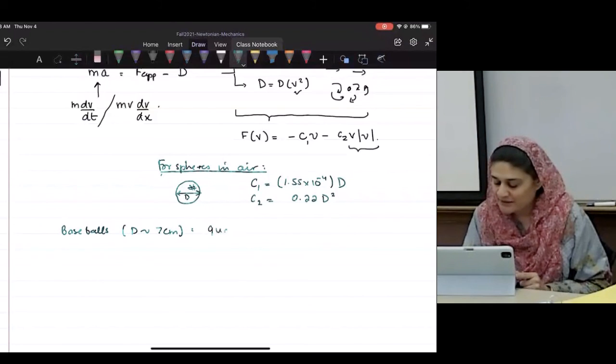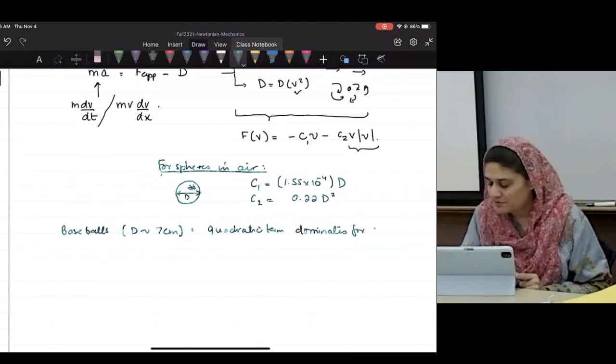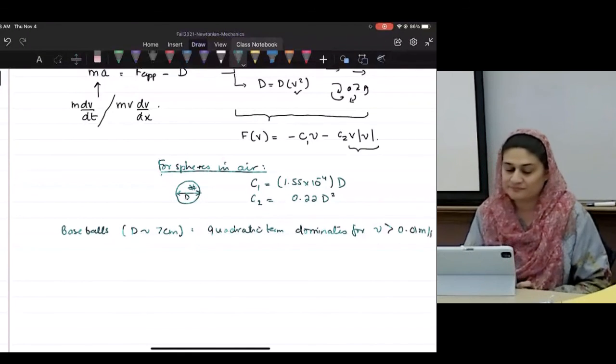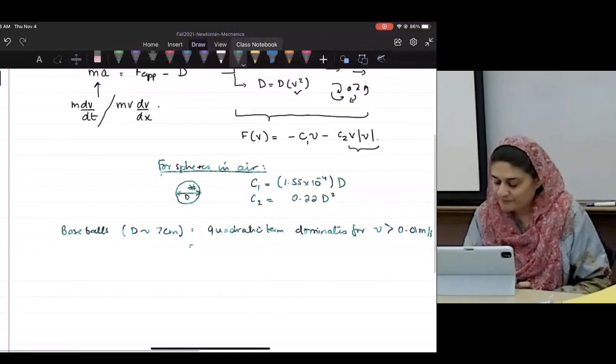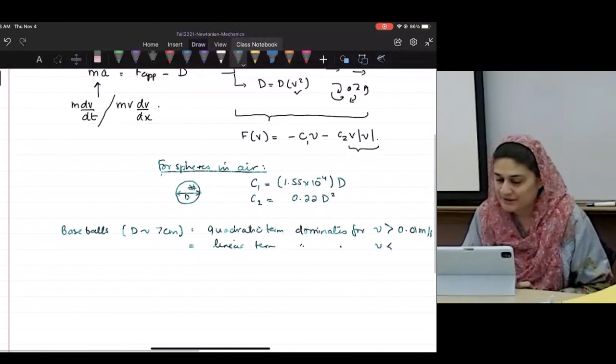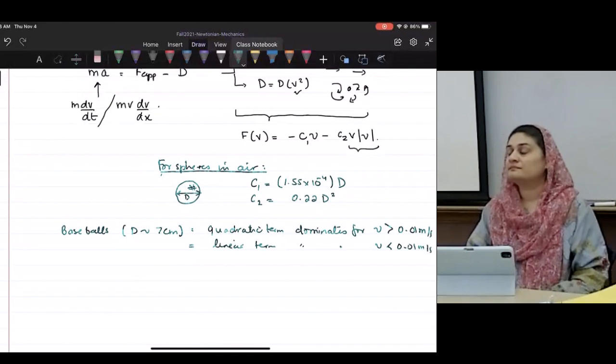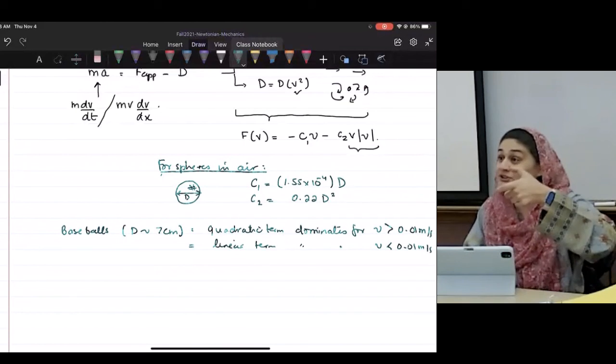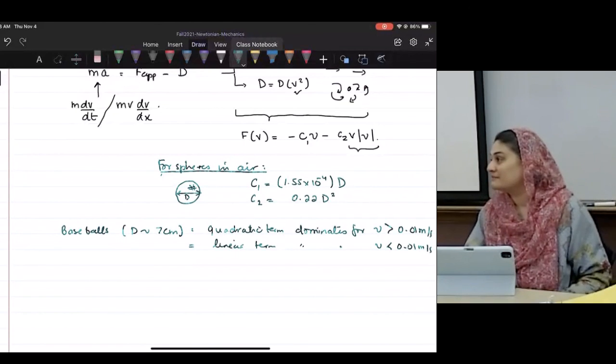The quadratic term dominates for speeds greater than 0.01 meters per second. However, the linear term dominates for speeds less than 0.01 meters per second. So again, it depends on the situation that's given.